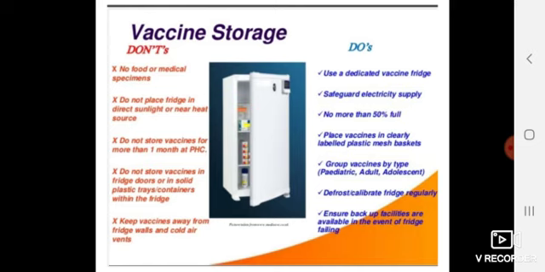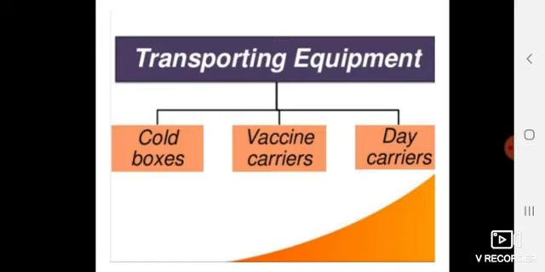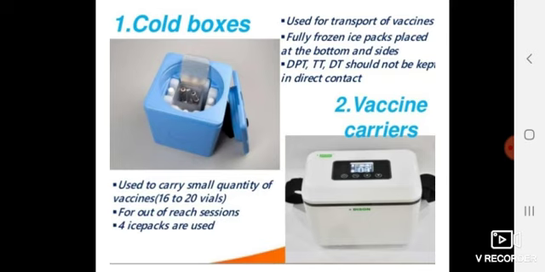So what is the cold chain? Cold chain is nothing but the vaccine being transported from the manufacturing area up to the users. Okay, the transporting equipment, how we can transport the vaccine. First one, cold box, another one, vaccine carriers and day carriers. These are the diagrams. Cold box, and another one is a vaccine carrier.